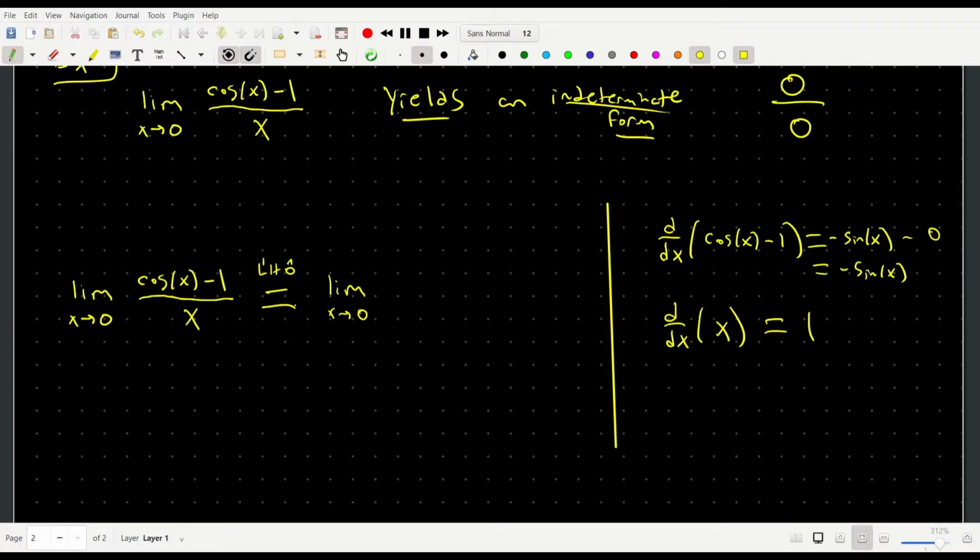So from L'Hopital's rule, this limit is going to be the same thing as the limit of negative sine of x in the numerator divided by the derivative of the denominator, which is 1. And because sine of x is a continuous function, this is just going to be equal to negative sine of 0 over 1, which is equal to negative 0 over 1, or 0. So there you have it, correct application of L'Hopital's rule.